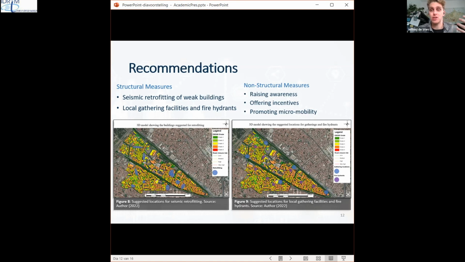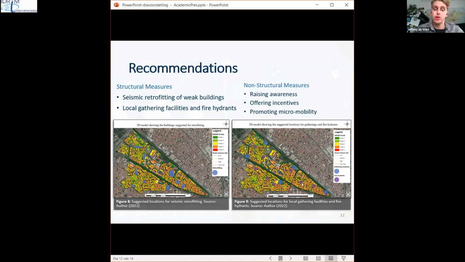Another measure is to introduce local gathering facilities for spontaneous rescue teams. Such teams can consist of volunteers, which are known to be very important during the first stages after an earthquake. Here in blue, in the picture on the right, I've shown the locations for these facilities, and these are places which have been determined to remain accessible during an earthquake event, and therefore are great starting points for rescue activities or cleanup activities, or for the storage of useful resources, such as tools to remove debris or medical aid kits, for example.